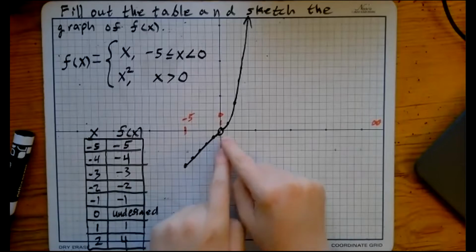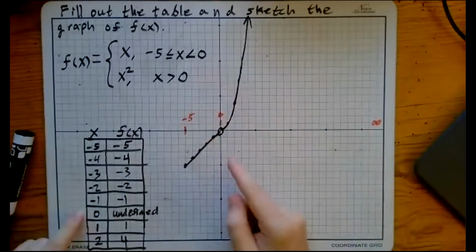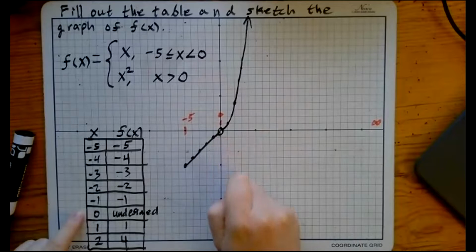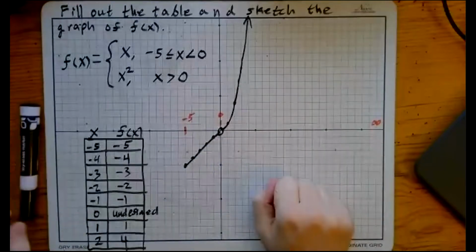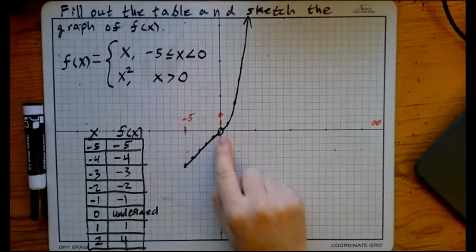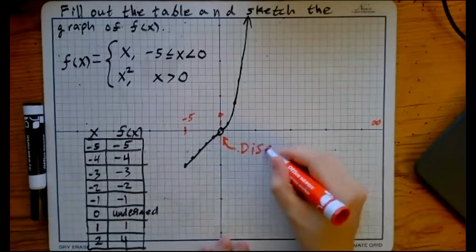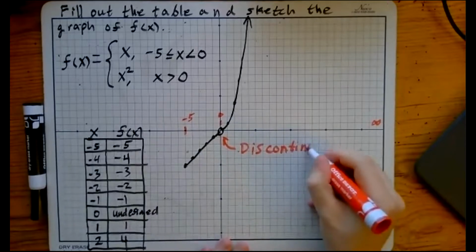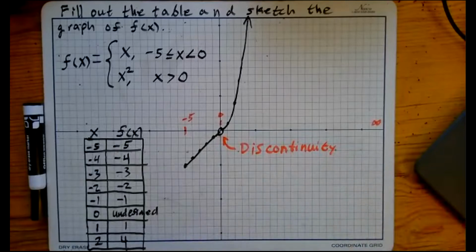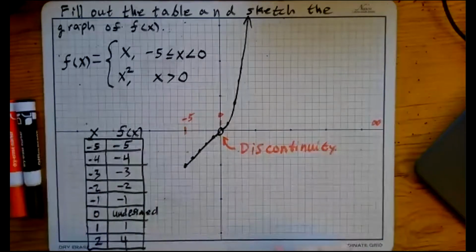Now note that 0 doesn't fit into either one of these rules, so it is left undefined. So there's a gap there. This point is not being used. Hence why I left a little circle there to show that there is a gap at x equals 0. This is called a discontinuity. All right, does anybody have any questions about how this happened?